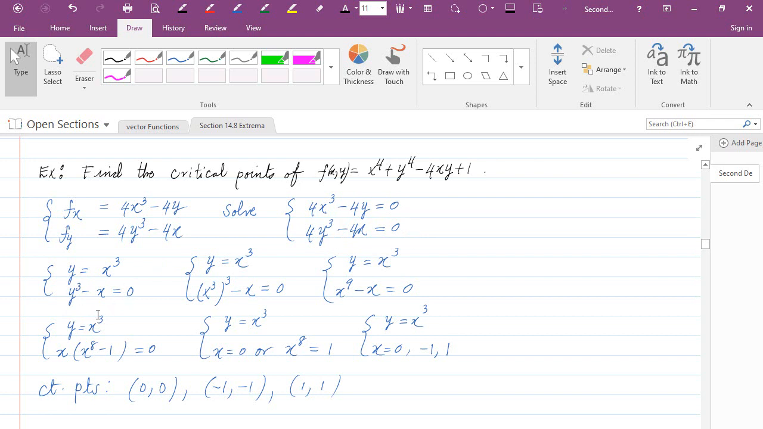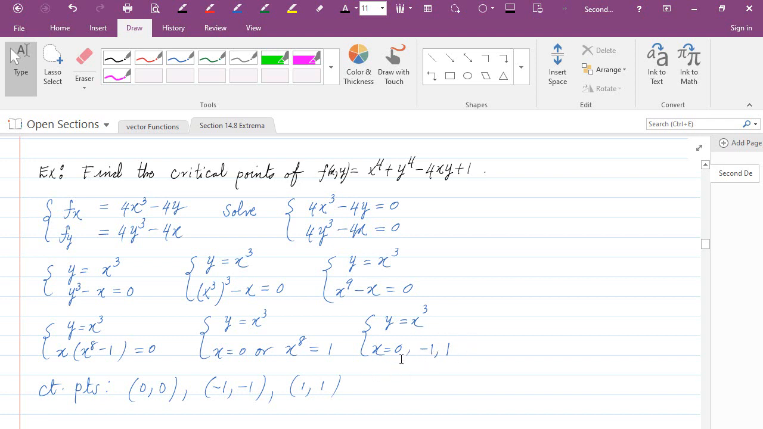Okay, so now I'm going to substitute x cubed. Since y is x cubed, I'm going to substitute that for y in the second equation. If I replace y by x cubed, then I get x cubed cubed minus x is 0. That's giving me x to the 9 minus x is 0. Now, if I factor out x, then I get x times x to the 8 minus 1. So either x is 0, or x to the 8 minus 1 is 0, or x to the 8 is 1. And if x to the 8 is 1, then x is either 1 or minus 1. So these are the x values that I get.